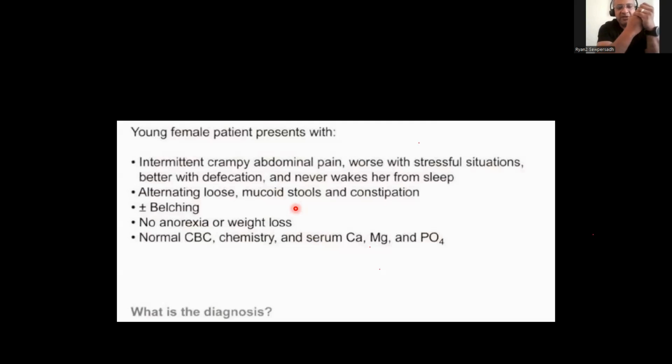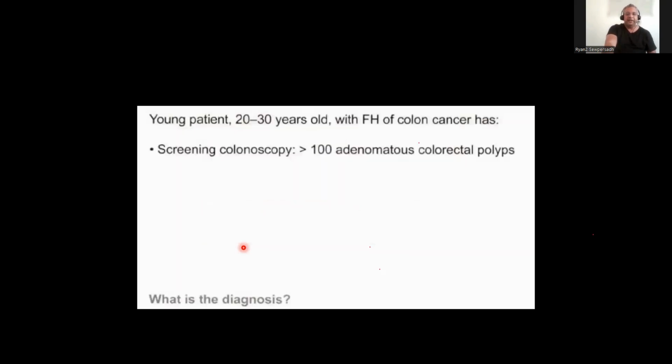Young female patient comes in with intermittent crampy abdominal pain, worse with stressful situations. Now they're making a very important connection here. Better with defecation, it never wakes her up from sleep. Now that means it cannot be organic disease, it's most likely psychological issues. Alternating loose mucoid stools, constipation with belching or without belching. No anorexia, no weight loss, normal FBC, chemistry and serum CMP. You guys know what this is: irritable bowel syndrome. You use your Rome 2 criteria, right?